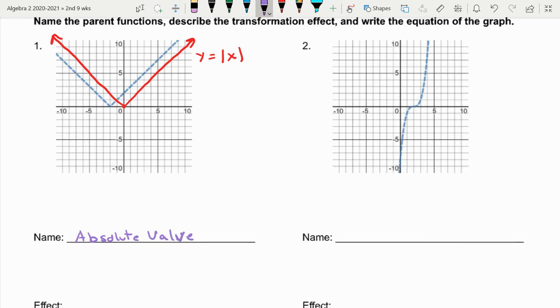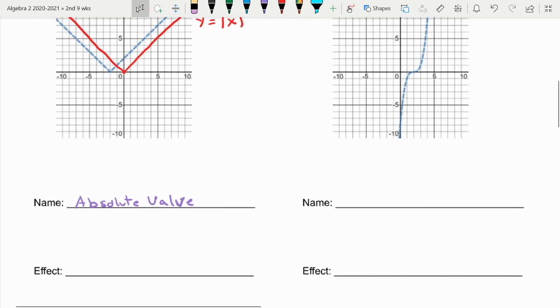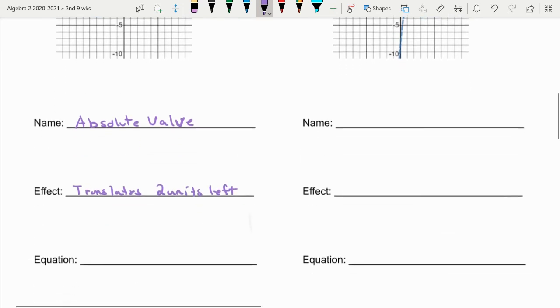Okay, so the blue is what's been transformed, which means it moved to the left 2 units. You can just simply count them, 1, 2. All right, so we're going to write the effects. I'm going to put translates 2 units left. There's the effect. Then we're going to write the equation.